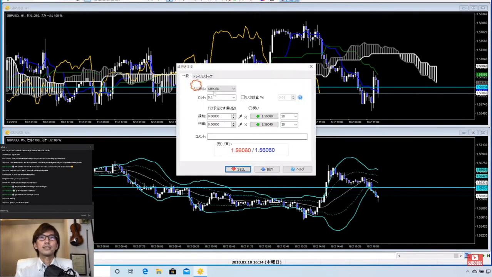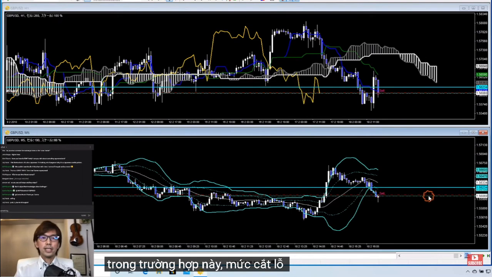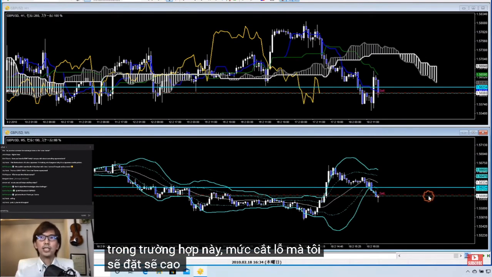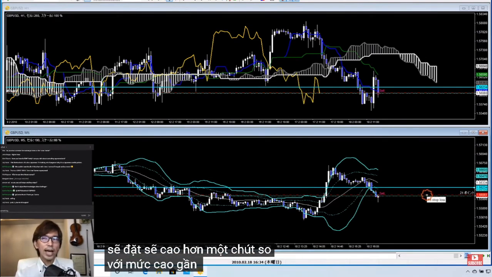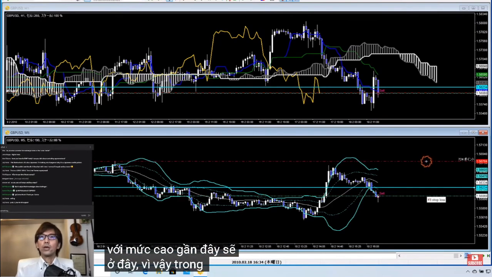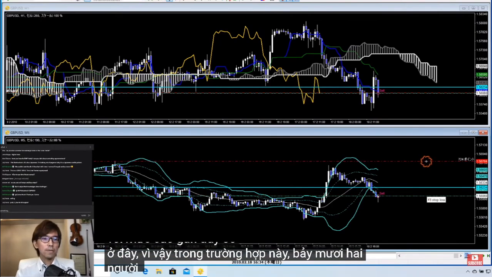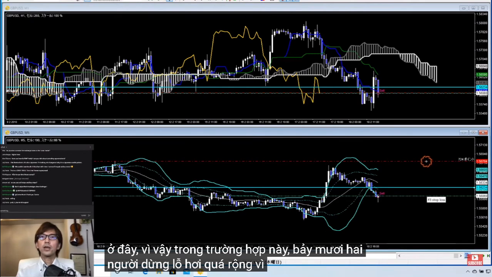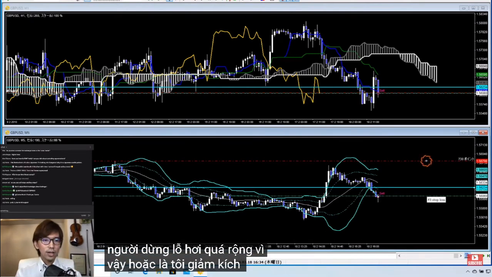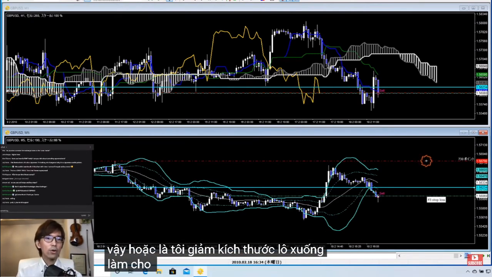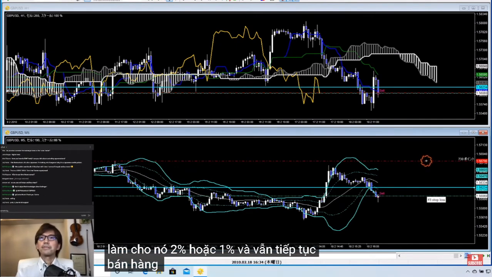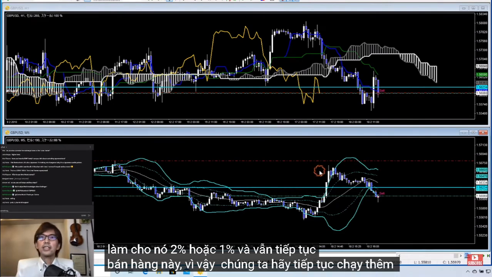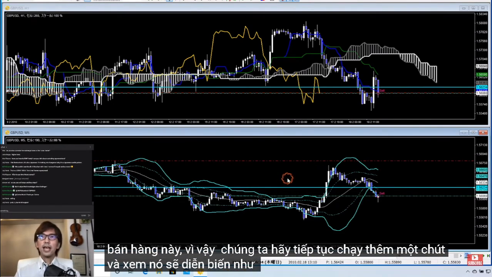Another one. And in this case, the stop loss I will place is going to be slightly above the recent high, which is going to be here. So in this case, 72 pips of stop loss is a little bit too wide. So it's either I lower the lot sizing to make it 2% or 1% and still take this sell. Okay, so let's keep running a bit more and see how it's gonna go.